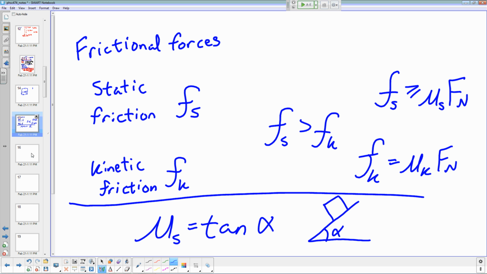No, so if I have this, imagine I have this block on this inclined plane, and I raise it up. At some point, my angle is going to get big enough so that this thing slides down, right? And it's at that point where the tangent of that angle is equal to the coefficient of static friction.